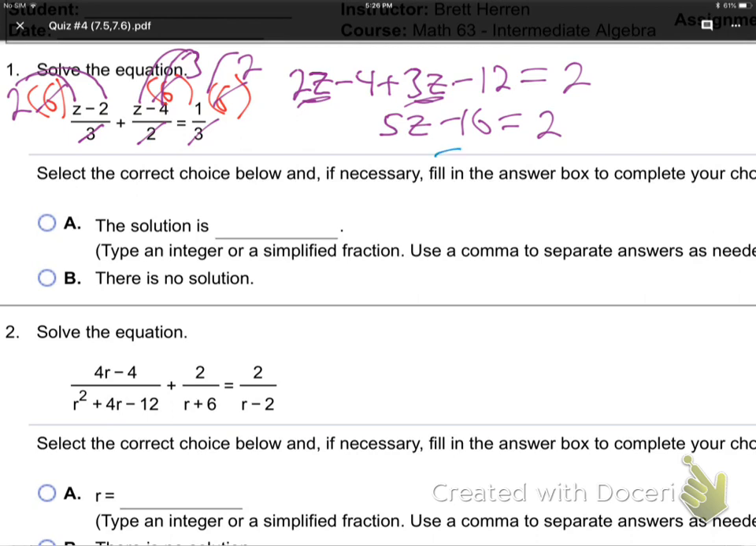To finish solving for z there, we add 16. So that gives us what? 5z is 18. Last step, divide by 5. 18 fifths.